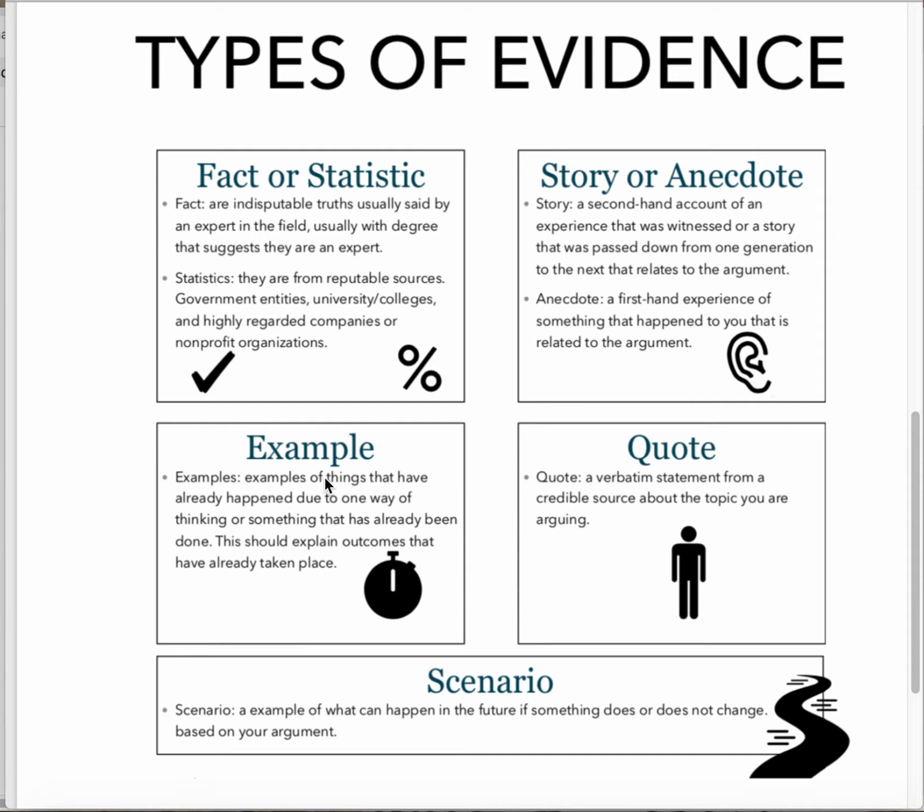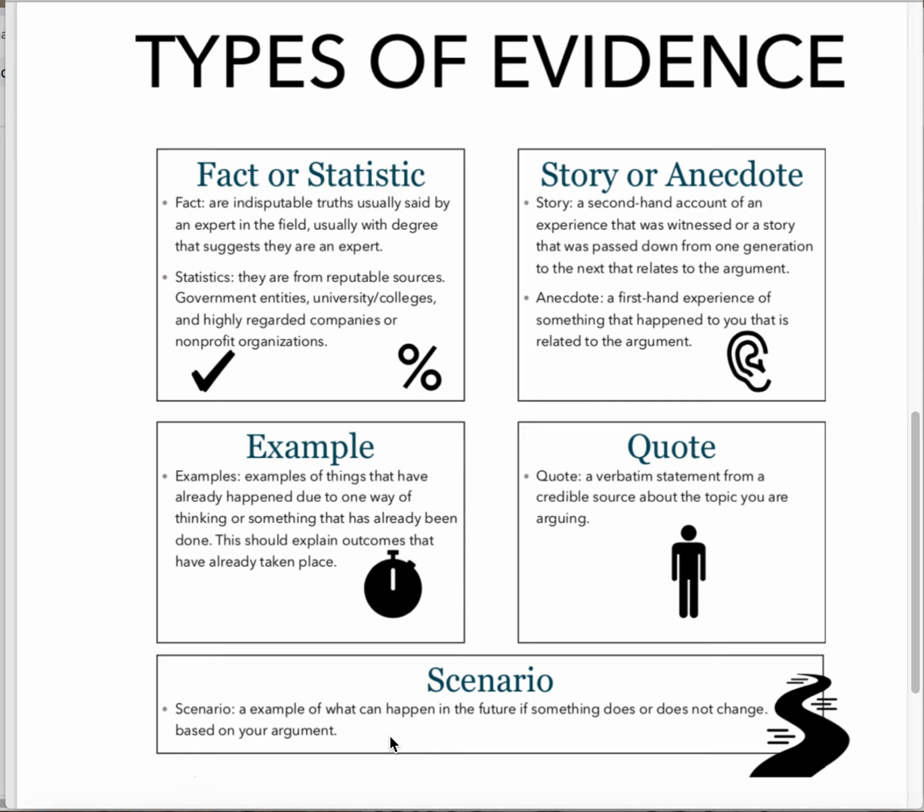Examples of things that have already happened due to one way of thinking or something that has already been done. This should explain outcomes that have already taken place. A quote is a verbatim statement, which is word for word, from a credible source about the topic you are arguing. And then we have the scenario. That's an example that can happen in the future if something does or does not change based on your argument.